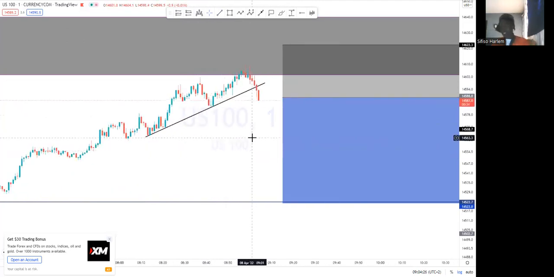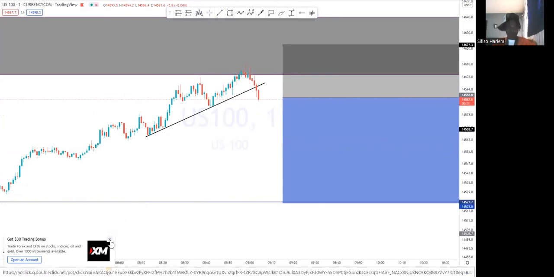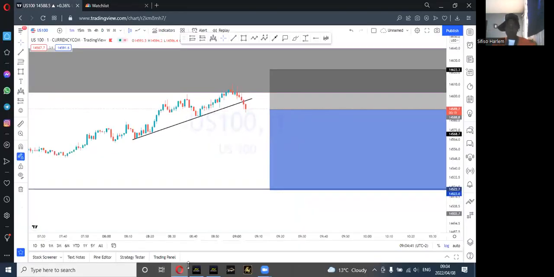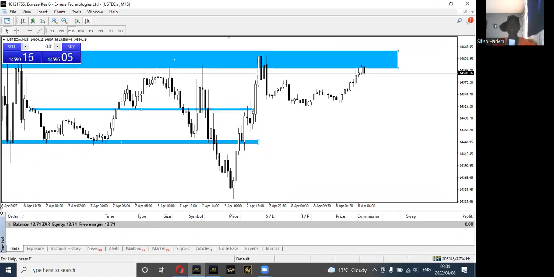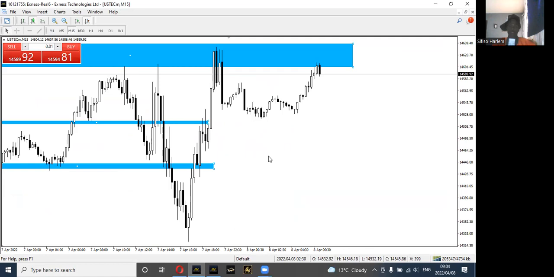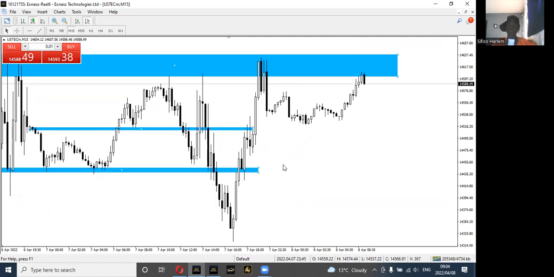Breakout and retest, and I'm in. It is what it is. I will grow this account back to where it belongs. I know it. I believe it. I always do it.